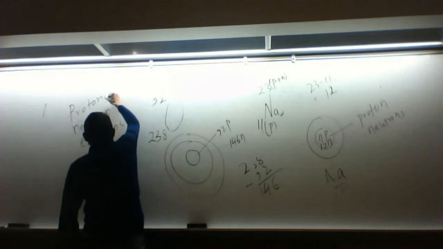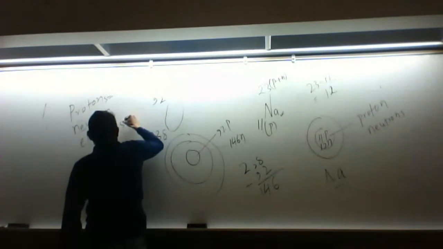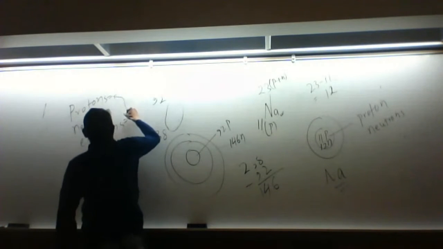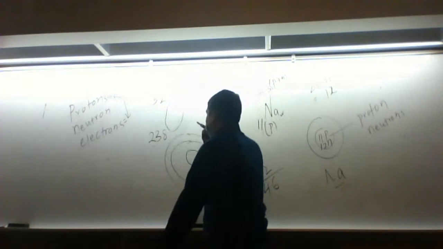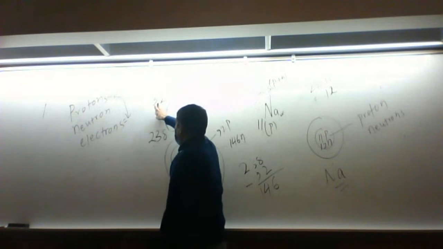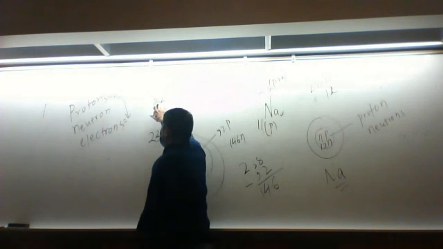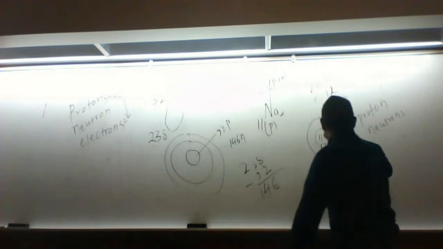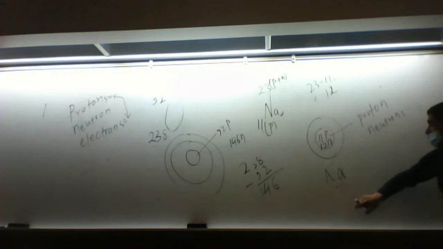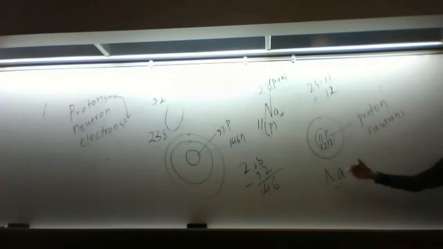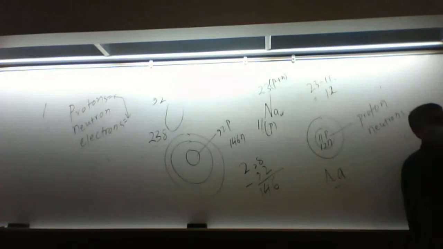The number of protons and the number of electrons are always equal. So these two are equal, and neutrons are different, yeah? So how many electrons are in uranium? There are 92 electrons. How many protons are there? There are 92 protons. So how many electrons in sodium? There are 11. How many protons? 11 protons. How many electrons? There are 11 electrons. The number of protons and the number of electrons are always equal in an atom.